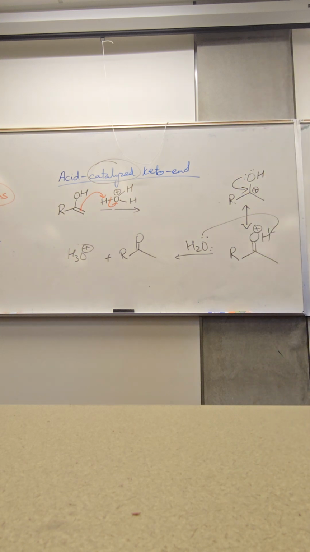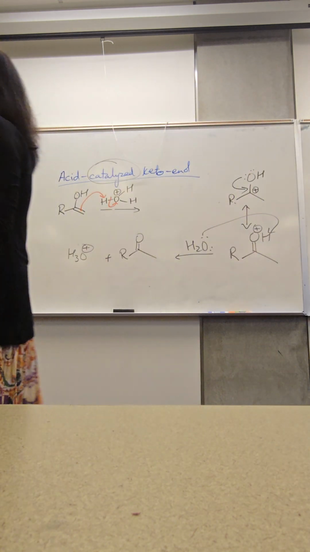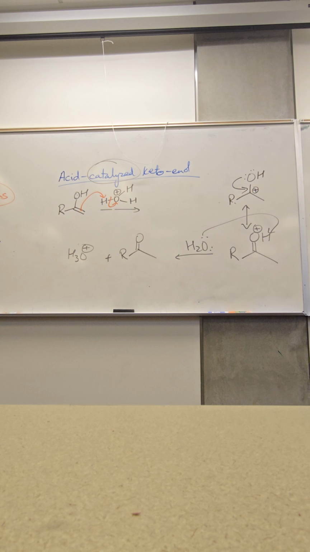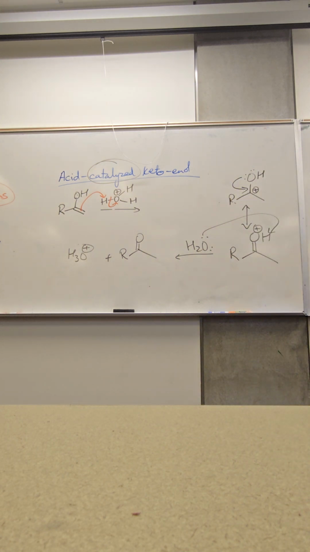They can't survive. By the way, this happens in your biochemical systems all the time because your physiological systems are slightly acidic. So sugars are constantly doing this because they exist in slightly acidic conditions, so they're constantly going through tautomerizations. Does that sound okay, everybody? Let's talk about the base catalyzed process.